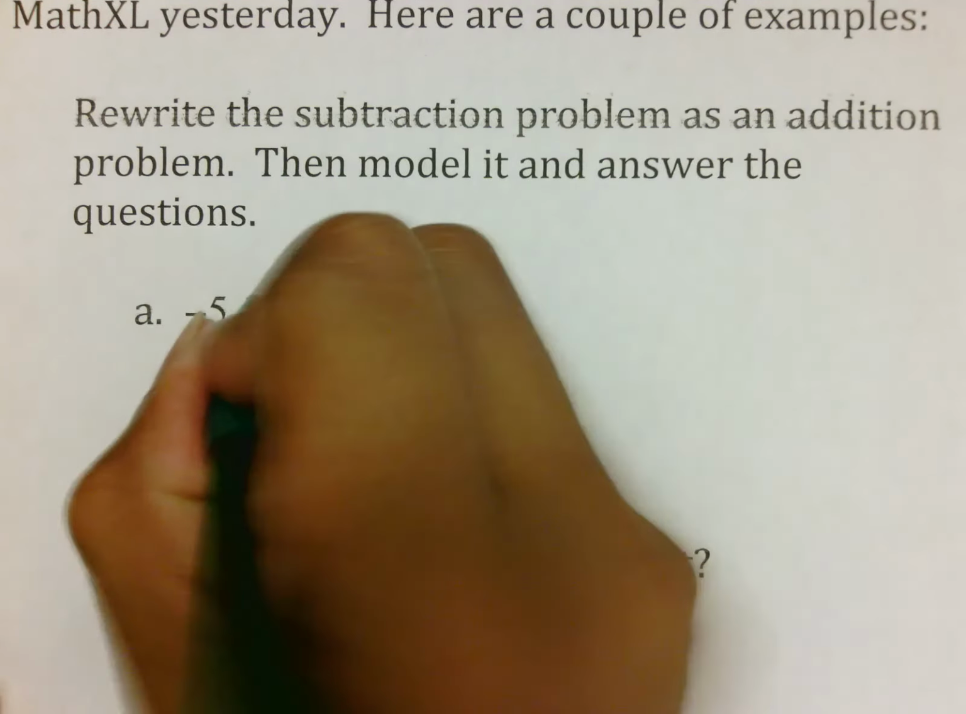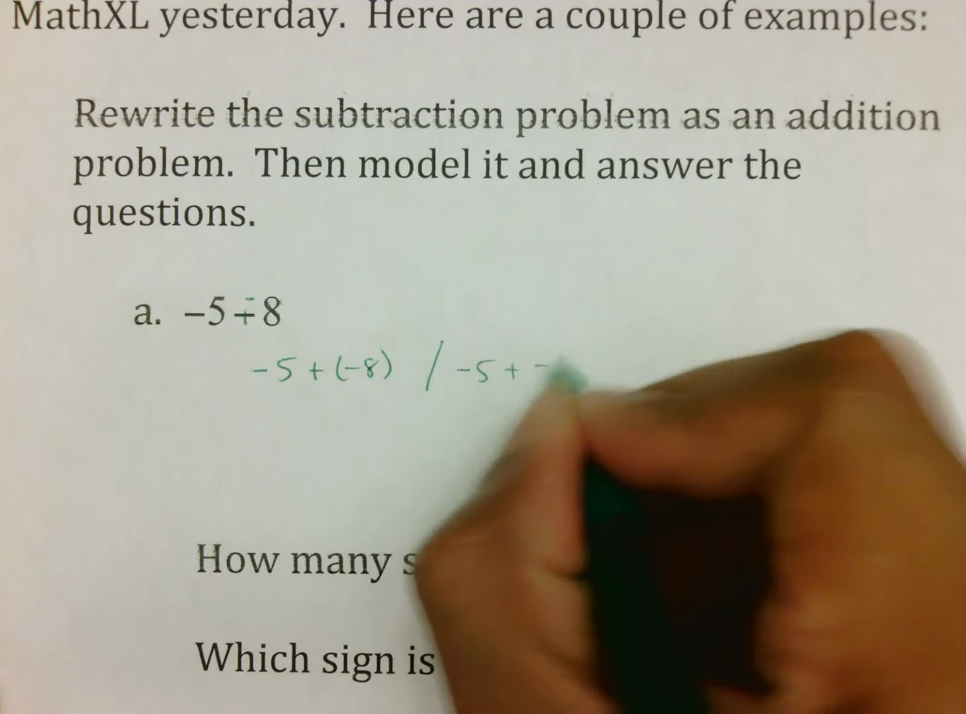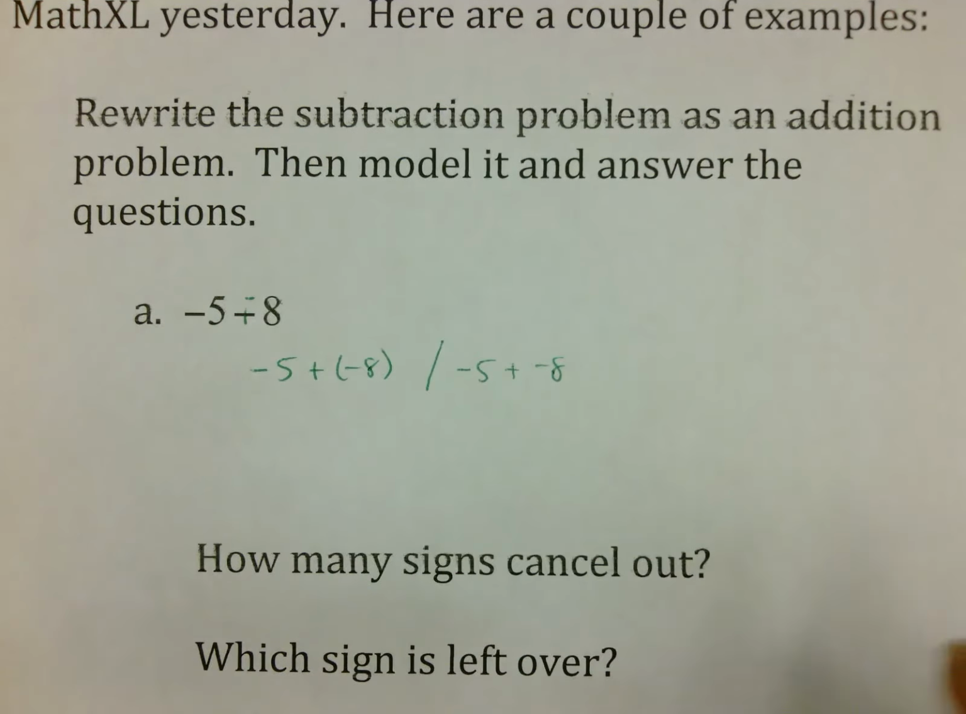So we do plus the opposite, and you would write -5 plus -8. Now you could also write, if you don't want to use parentheses, just -5 plus -8. As long as you understand what that is that you wrote, both of those are acceptable.